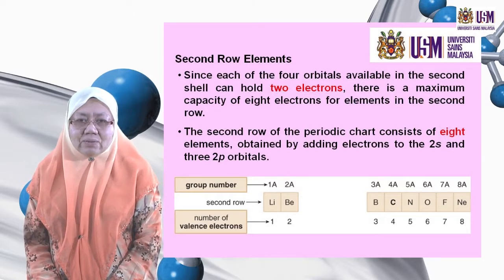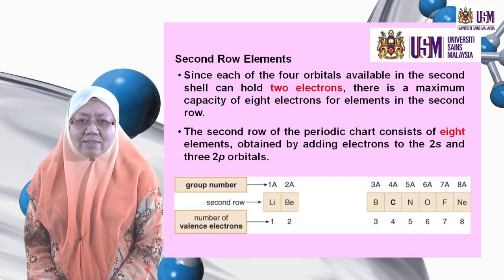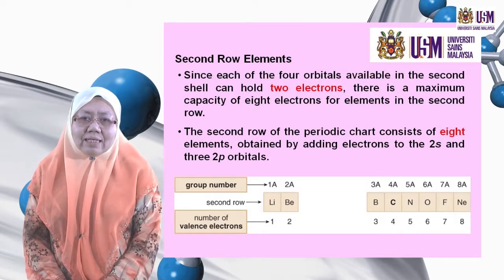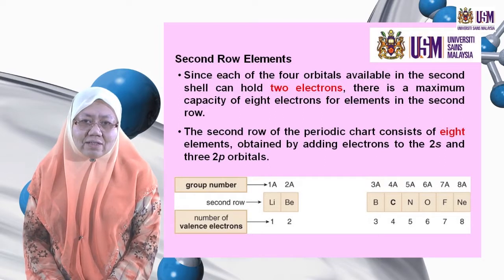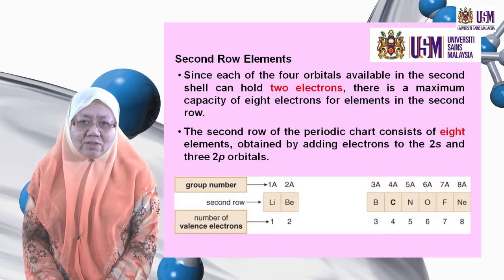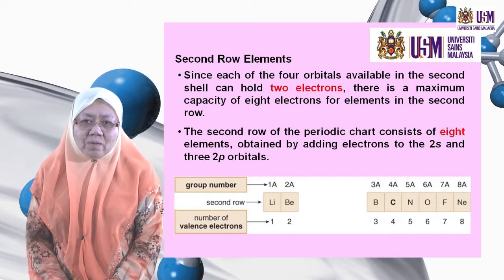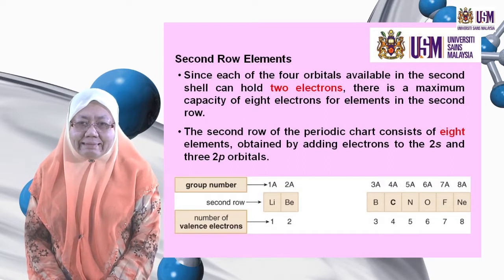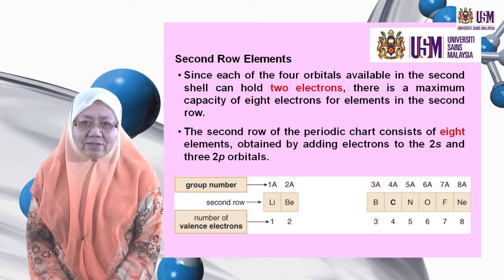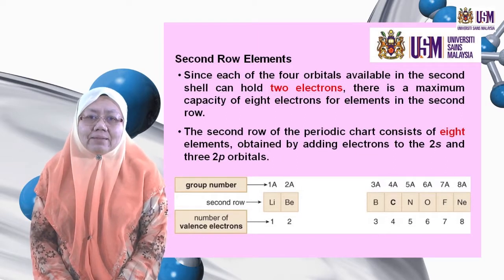Carbon would have two electrons in the 2s, and two electrons in the 2p. Nitrogen has two electrons in the 2s, but the p orbitals have three electrons. Oxygen has four electrons in the p orbitals, whereas fluorine has five electrons. And neon, being an inert gas, has six electrons in the p orbitals.